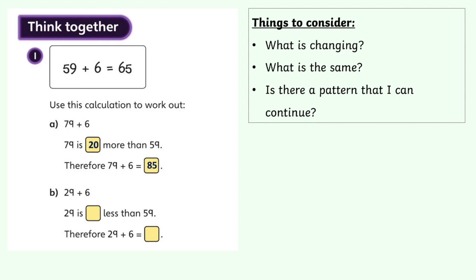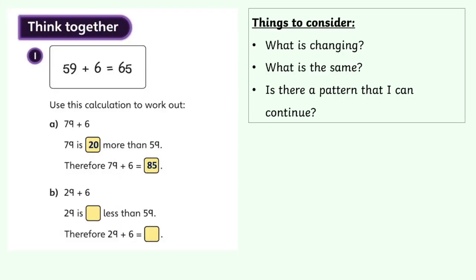Time for you to have a go as we work through this together. I'll tell you when you need to pause the video. 29 add 6. Remember, we're using the calculation we've already got, this one up here, to help us. So 29 is how many less than 59? The 6 in the calculation has stayed the same. So have a go at that. Pause the video, see if you can work that one out. 29 is how many less than 59?